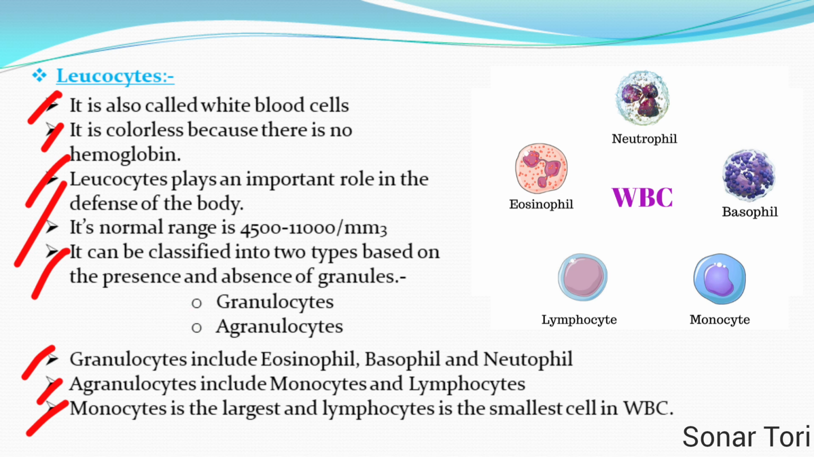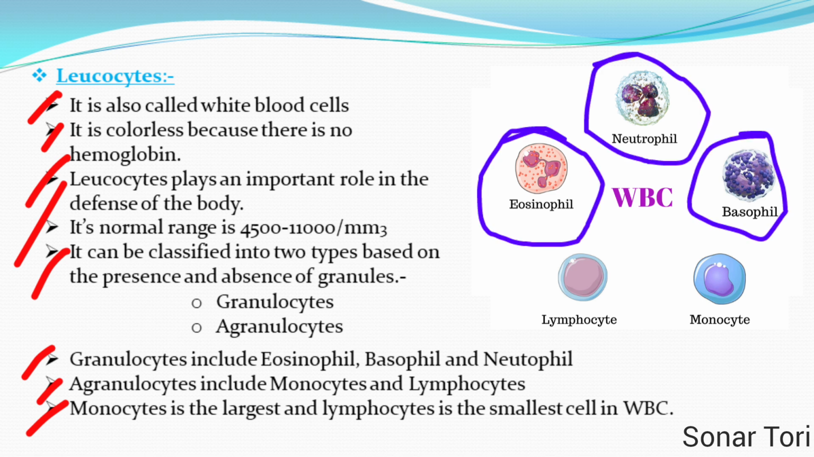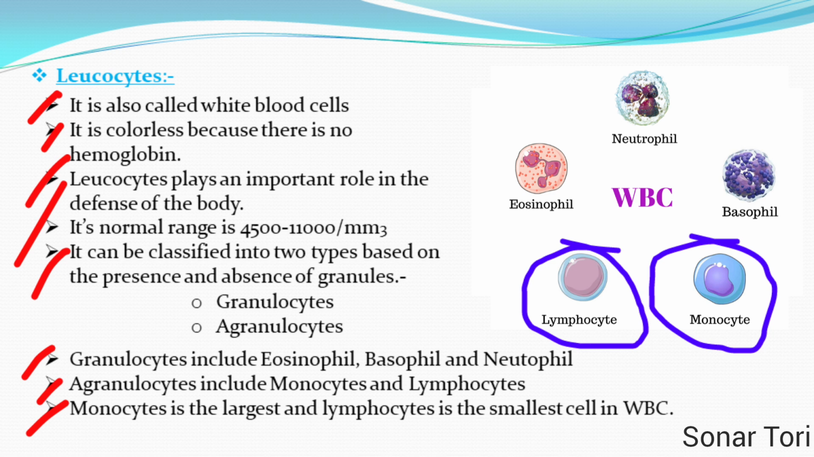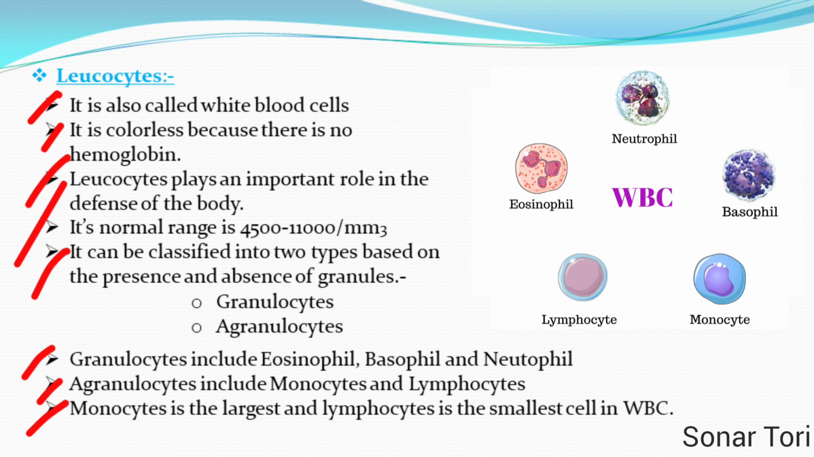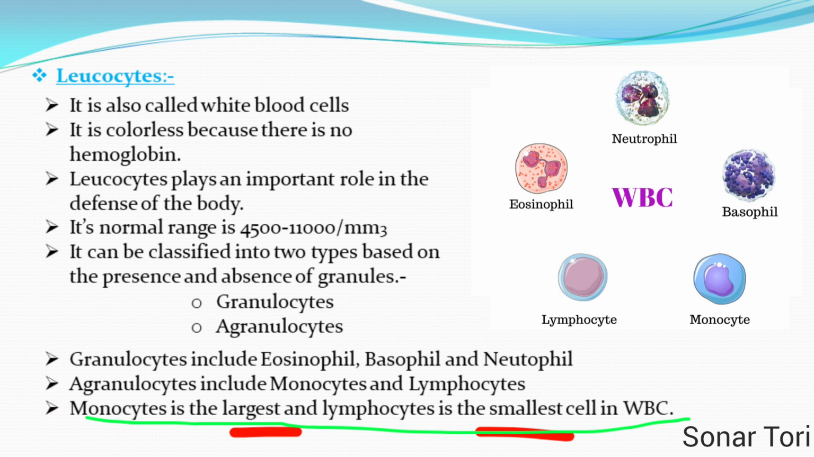Granulocyte cells include eosinophil, basophil and neutrophil. In this picture you can see there are small dots. They are called granules. They are present in eosinophil, basophil and neutrophil, but not present in the monocyte and lymphocyte. So agranulocyte cells include monocyte and lymphocyte. The last point is an important point, please note it down. Monocyte is the largest and lymphocyte is the smallest cell in WBC.